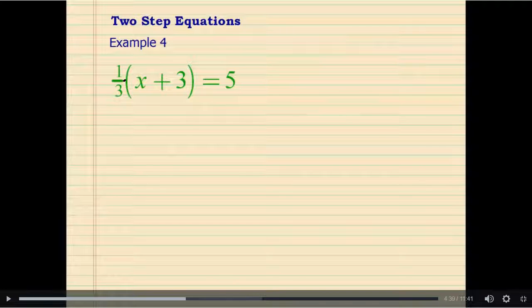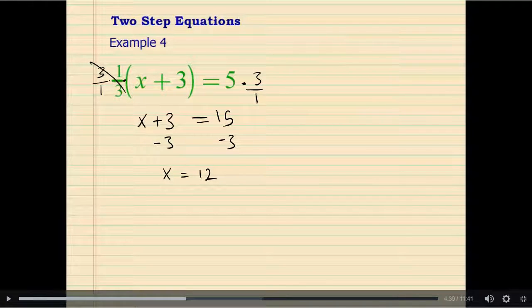Multiplication of 1/3, we can undo it by multiplying each side with its reciprocal, 3 over 1. Multiply each side by its reciprocal, 3 over 1. These cancel, simplified. 3 divided by 3 is 1. 1 times this x plus 3 expression is still x plus 3 is equal to 15. Now it's reduced down to a one-step equation. I can add negative 3 on both sides, and that will bring us x is equal to 12 as the final answer. Is my answer true? I cannot know without doing a check step.